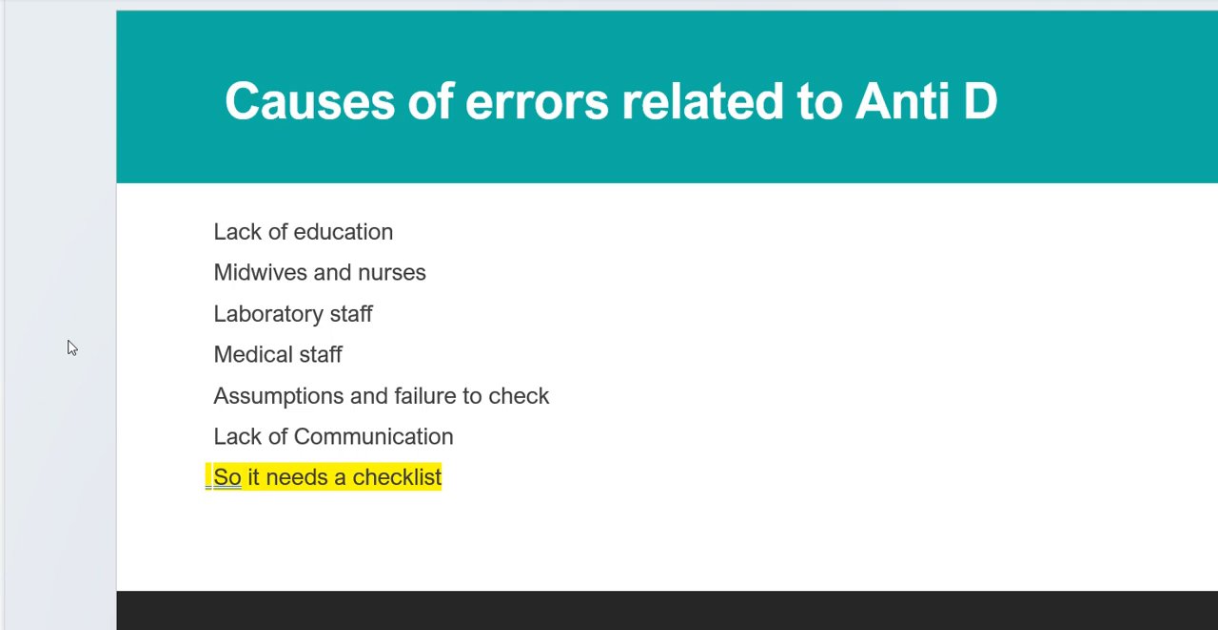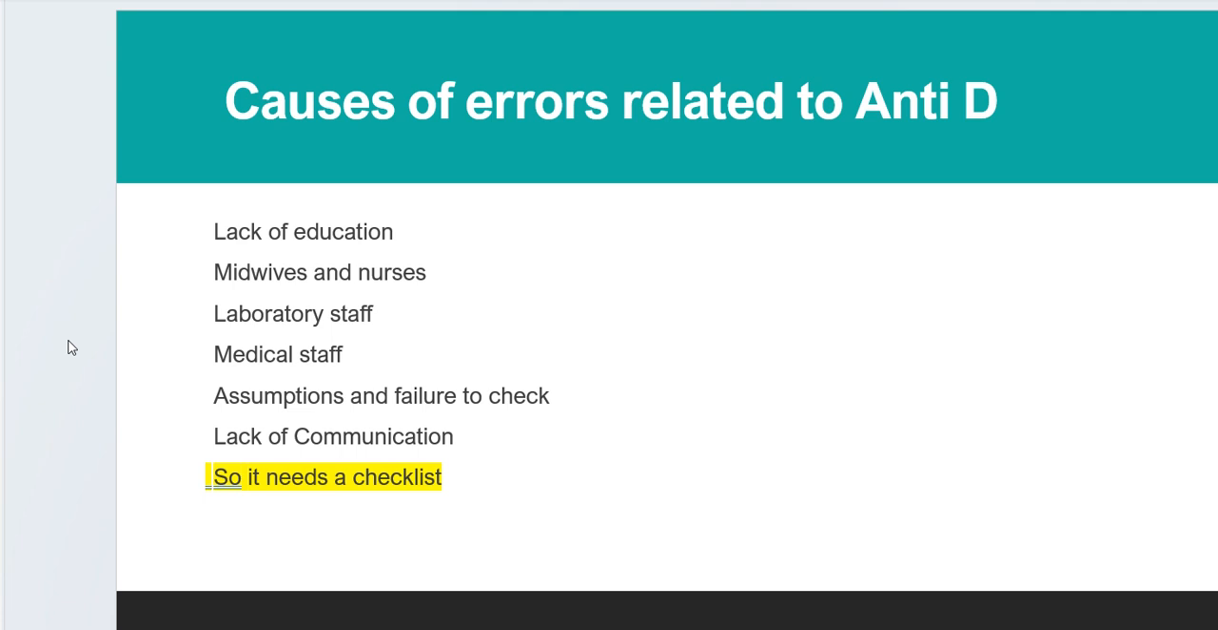So there should be a checklist which should be completed and signed by a senior staff before sending a patient home to avoid this complication of anti-D sensitization and to reduce the risk of hemolytic disease of newborn. So these were the few points about delayed anti-D administration.